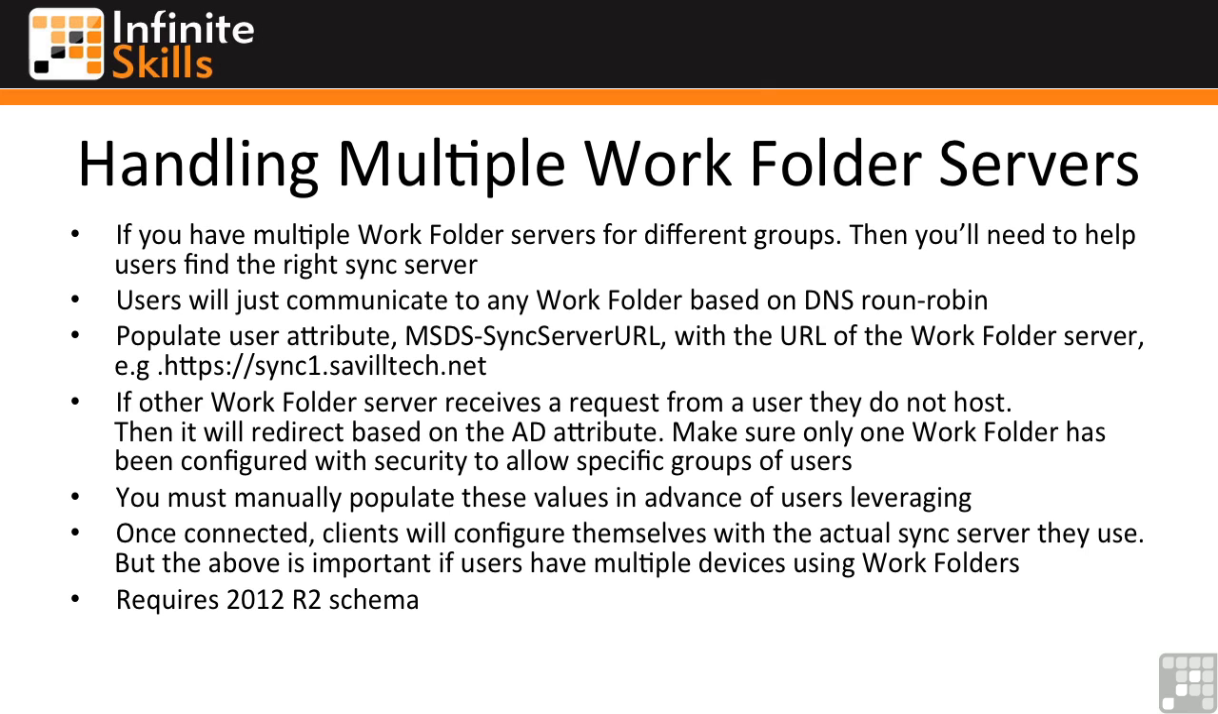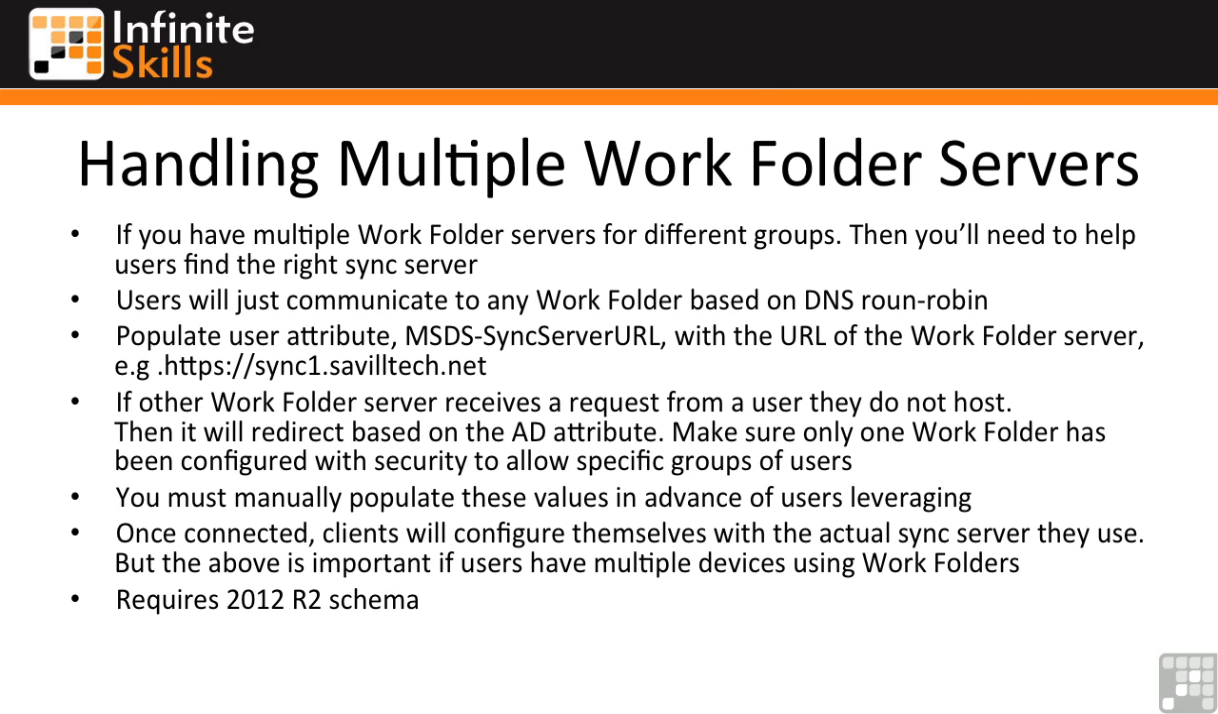Instead, it's down to the organization to manually populate a new attribute that's part of the Windows Server 2012 R2 schema. This is the msDS-SyncServerUrl, and into that, the exact URL of the work folder server should be specified. When this is populated, when a work folder server gets a request from a user and there is no local folder available, it will check with Active Directory for that attribute and then redirect the user appropriately. This means if you're going to have more than one work folder server in your environment, you need to populate this attribute.